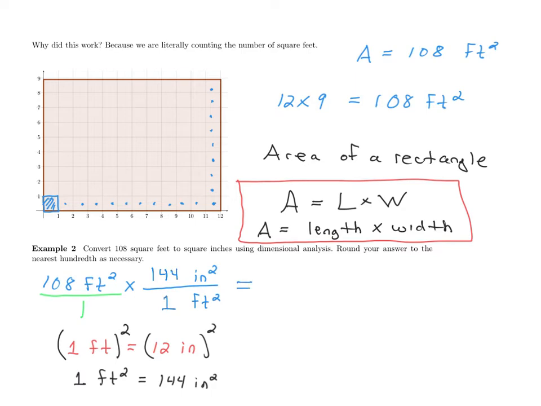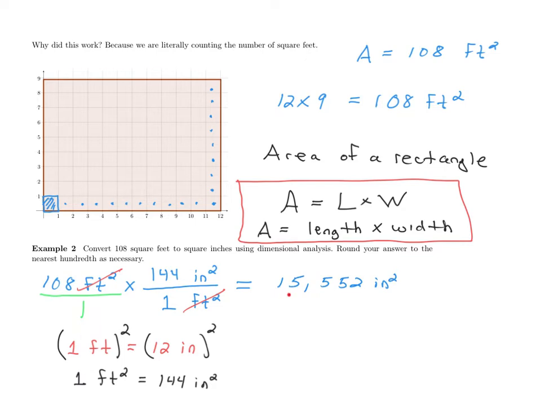What happens is we cancel the square feet, and what is left over is square inches. Notice the denominator is just 1 times 1 with no units. We don't need to write the denominator anymore. What we will do is multiply 108 by 144. For convenience, I'm going to do that in my calculator here, and I get 15,552, and that is square inches.